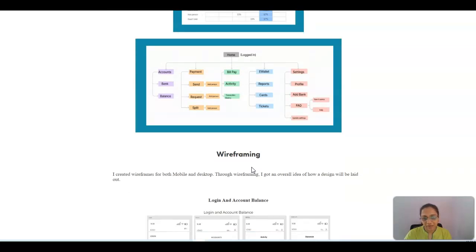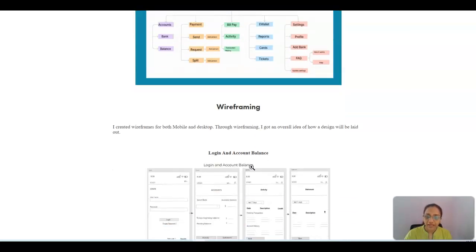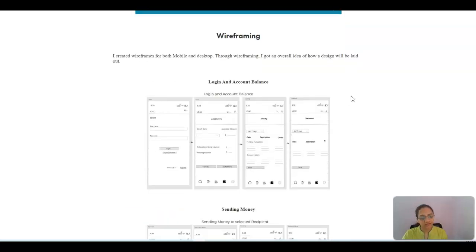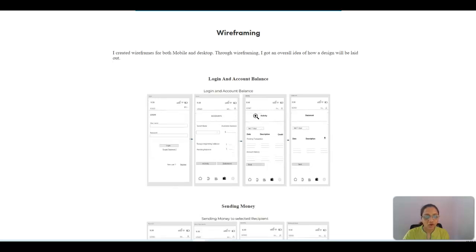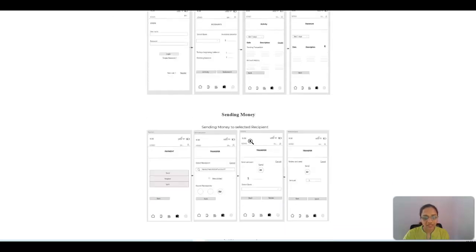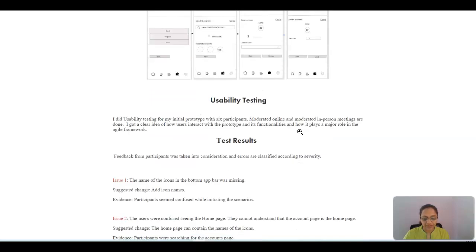Once the sitemap was finalized, I started the next phase of the design: wireframing. Through wireframing, I got an overall idea of how a design will be laid out. These are the high fidelity wireframes for login and account balance, and for sending money. These are all the screens.